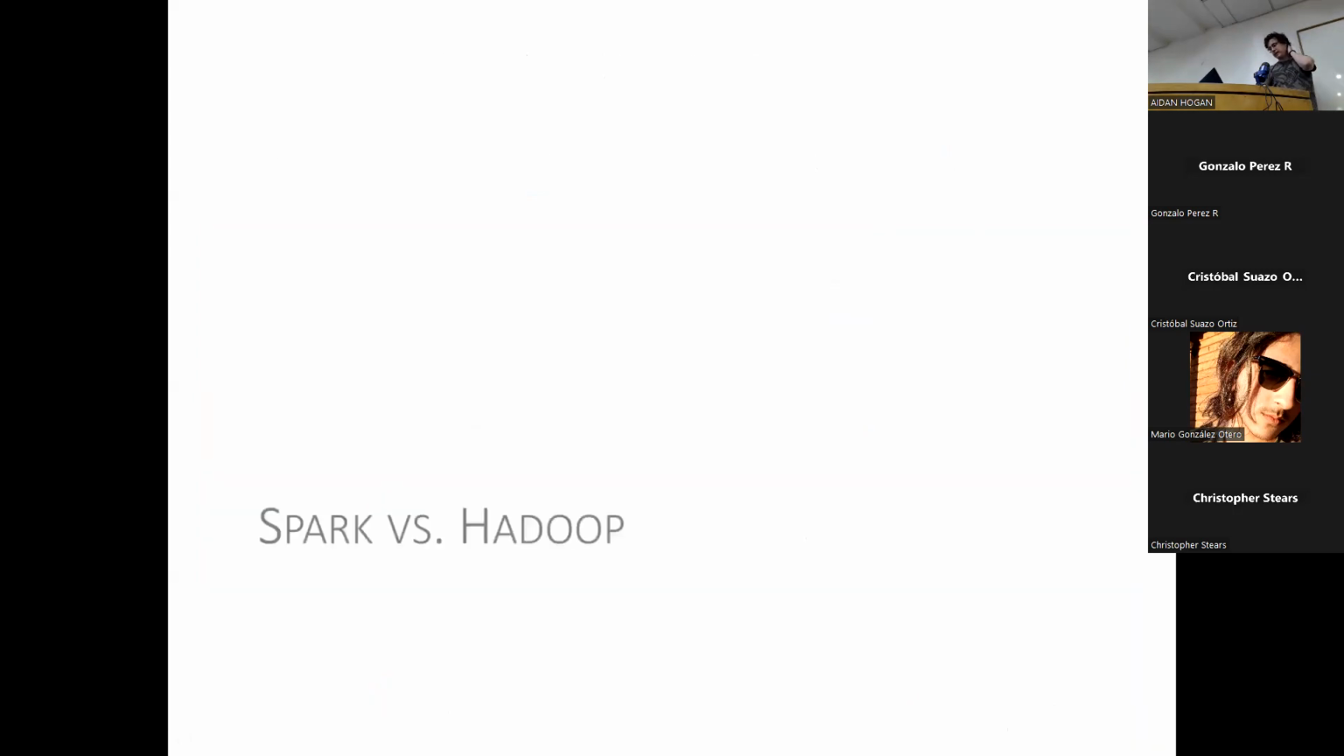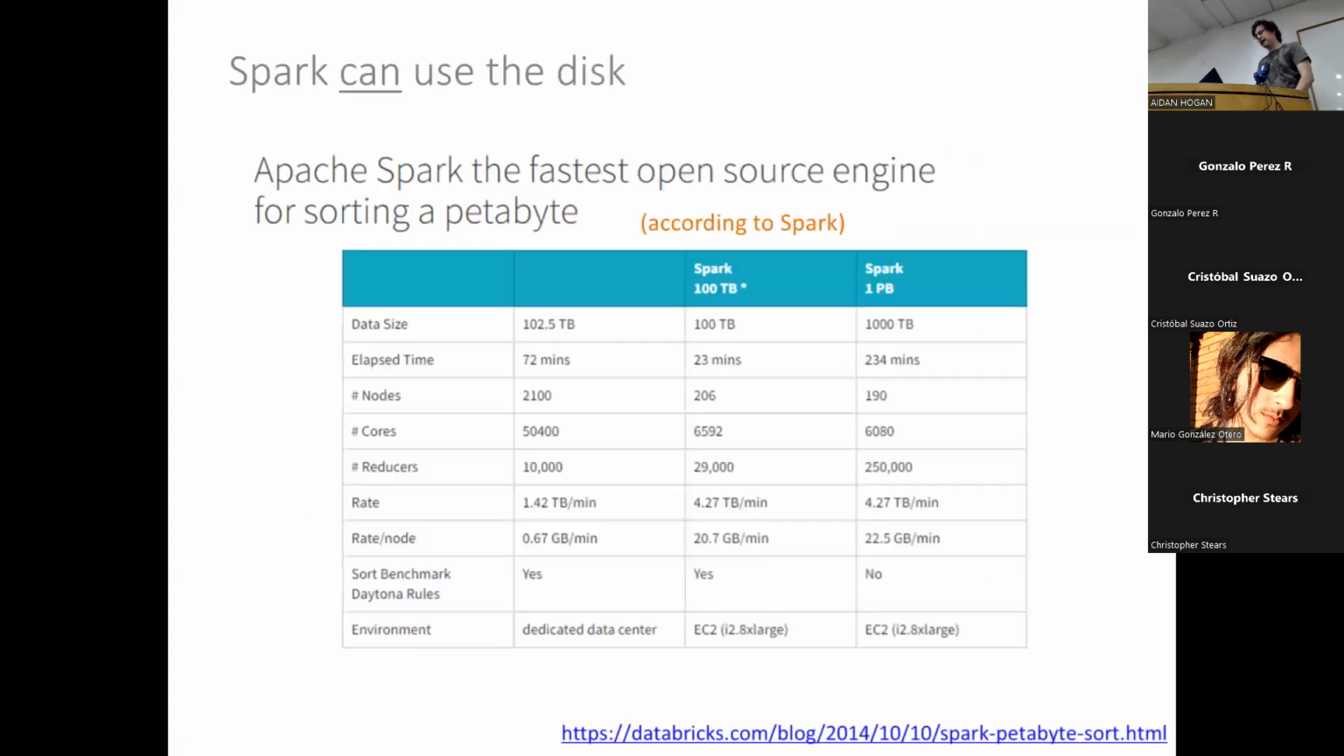Okay, so returning to Spark versus Hadoop. It's important to mention that Spark in some sense can be seen as making Hadoop obsolete, because it should in theory be able to do everything that Hadoop does. You can configure Spark to use the disk, and you can tell it to only use the disk if you have some task where you don't want to use a bunch of memory for that. Also, Spark claims to be super fast at sorting data, right?